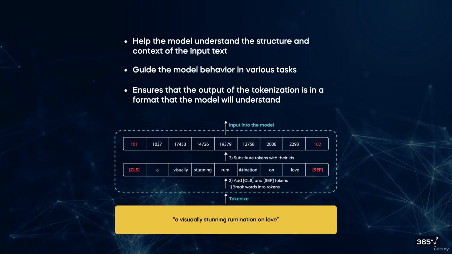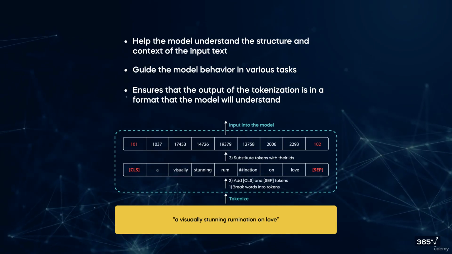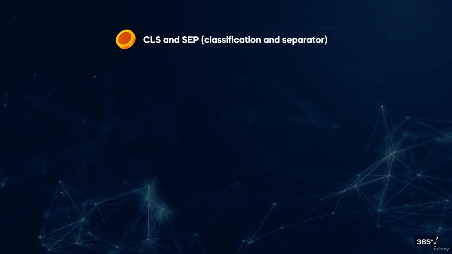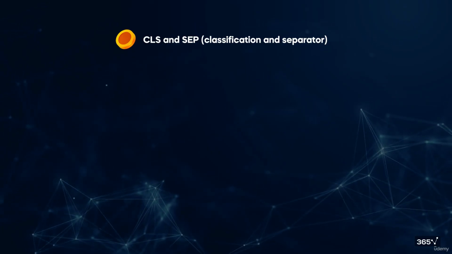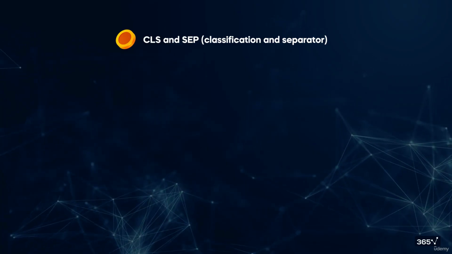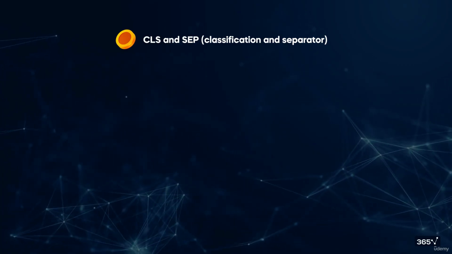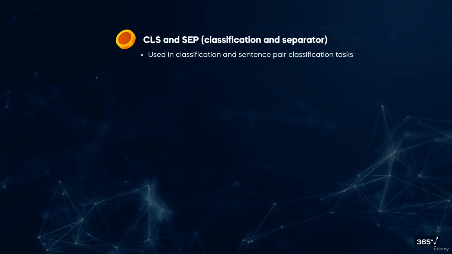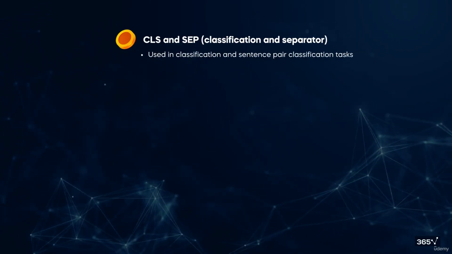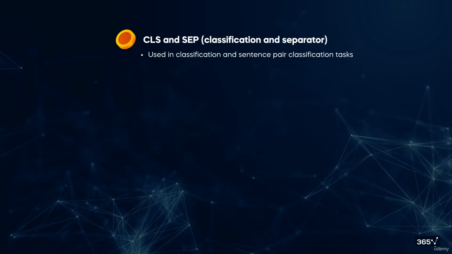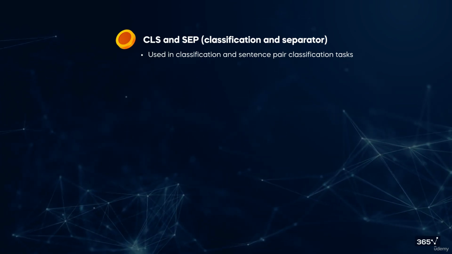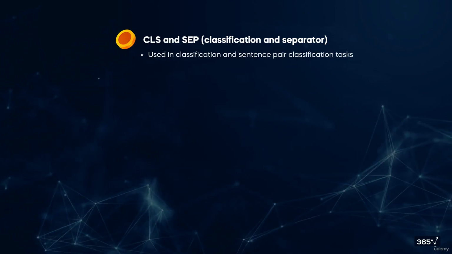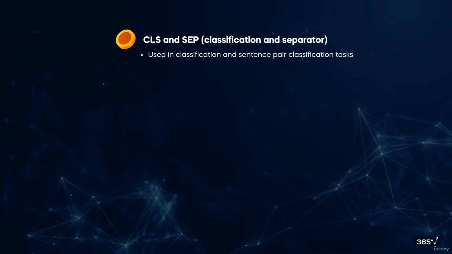Let's talk through some key types of special tokens and their purposes. The first are the CLS and SEP tags. The CLS tag is a classification tag, and SEP stands for separator. These special tokens are commonly used in tasks like text classification and sentence pair classification. In a typical scenario, you might have a sentence or text passage and you want the model to classify it into a category or determine its relationship with another sentence.